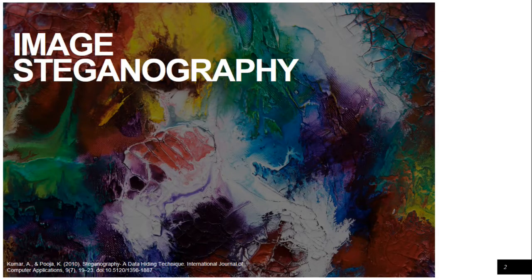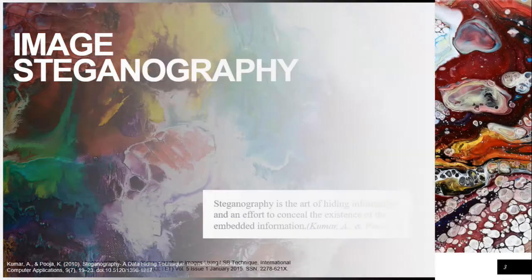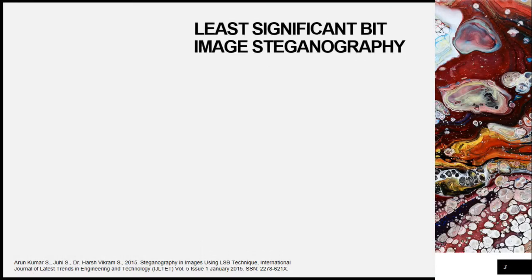What is steganography? Steganography is the art of hiding information and an effort to conceal the existence of the embedded information. Image steganography is the type of steganography using the digital image as the medium to hide and conceal important information. In my final year project, least significant bit is the method I use in image steganography.